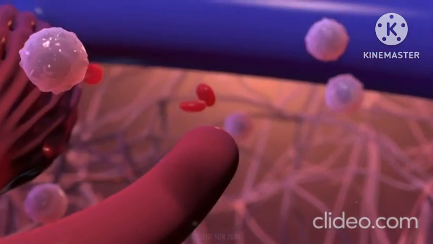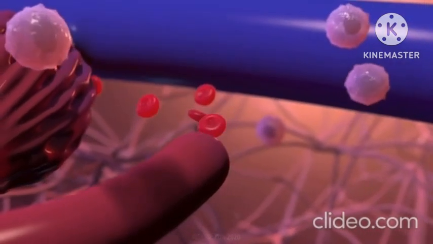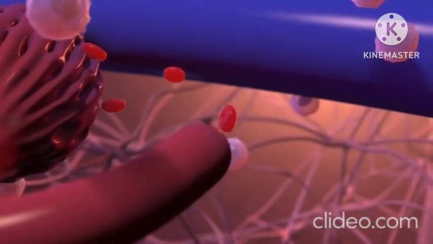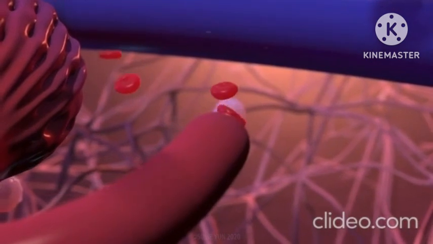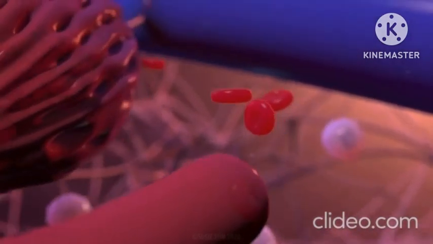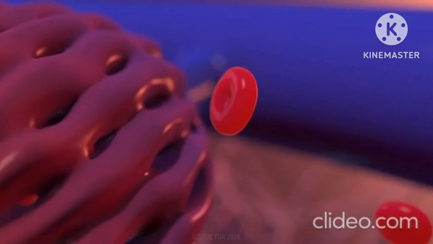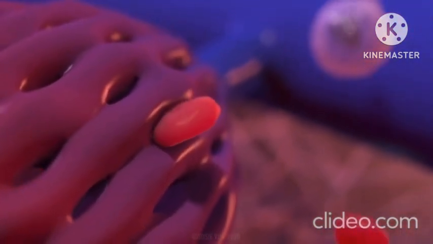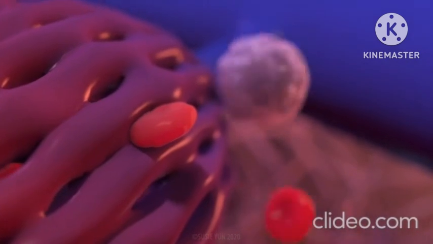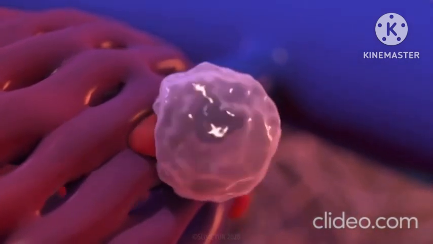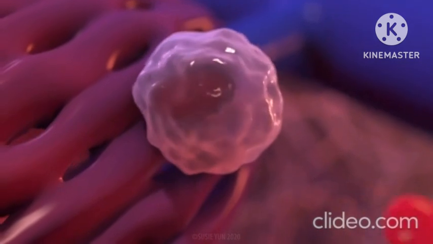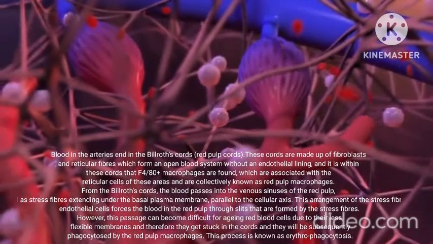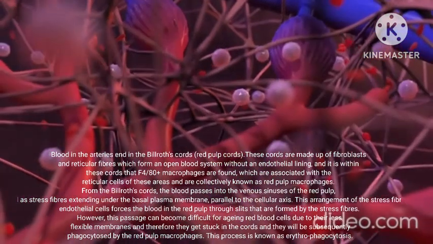The splenic sinusoids are wide vessels that drain into pulp veins, which themselves drain into trabecular veins. Gaps in the endothelium lining the sinusoids mechanically filter blood cells as they enter the spleen. Worn-out or abnormal red cells attempting to squeeze through the narrow intercellular spaces become badly damaged and are subsequently devoured by macrophages in the red pulp. In addition to clearing aged red blood cells, the sinusoids also filter out cellular debris, particles that could clutter up the bloodstream. Blood in the arteries ends in the Billroth's cords, red pulp cords.